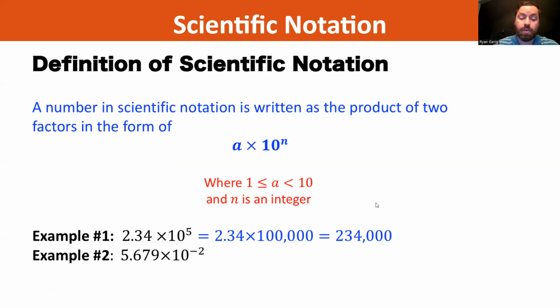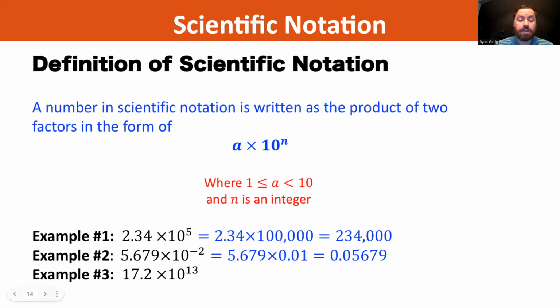Okay. What about a negative exponent? Well, to make a number smaller, we move the decimal to the left. So this is going to be 5.69 times 0.01, which ends up being 0.0569. So I move the decimal to the left 2, which puts 1 zero between the decimal and the 5, which is what you see here.